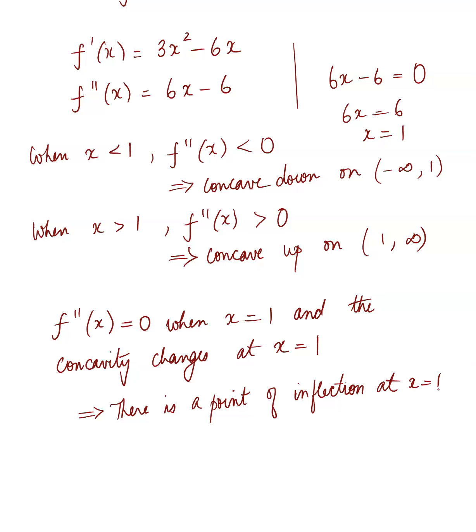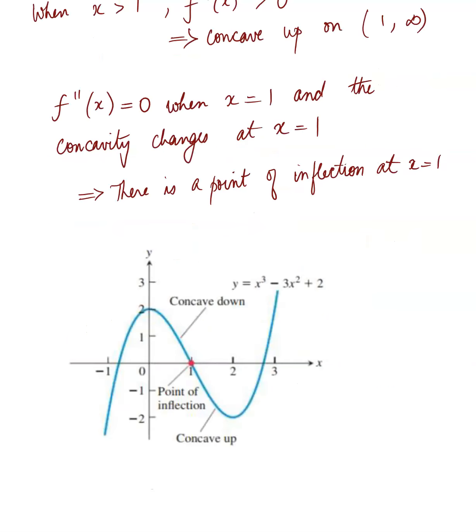And this is how the graph will look. What we see is this portion here. You see that frown look? That means it's concave down. And this portion here is an upward, U look. So that's concave up. And the point where it changes concavity, as well as where f double prime was 0, we have a point of inflection.